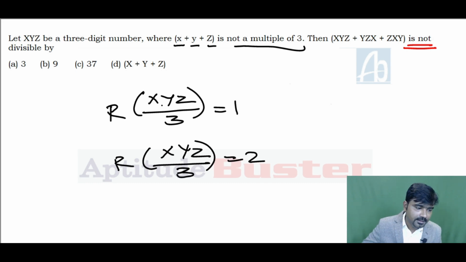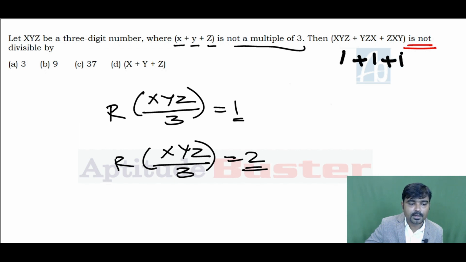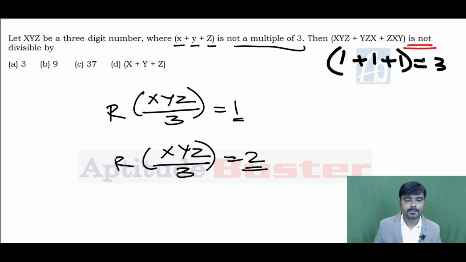Even if I rearrange this order, there is no change in the remainder. Here in this case x, y, z, if the remainder is 1, in this case also the remainder is 1, and in this case also the remainder is 1. What's the total sum? The sum is 3, right? So if I take this case, it is divisible by 3, so you can eliminate this option.